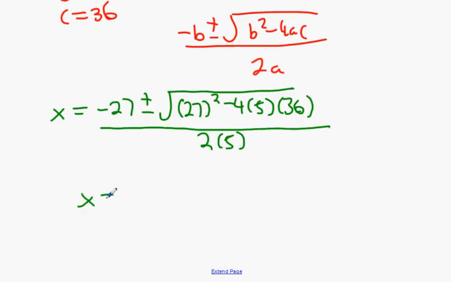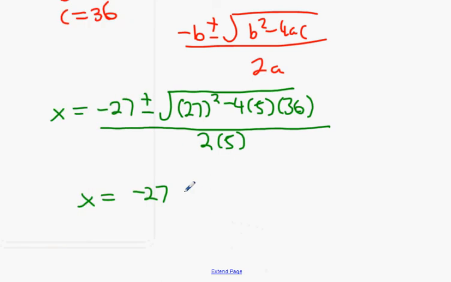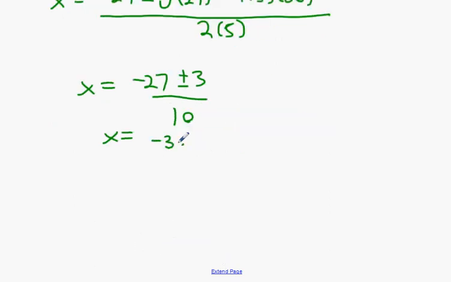Now, I'm going to have a look at this 27 squared business here. 27 squared minus 4. I think it's going to have an answer, isn't it? So, square root of 9. Square root of 9 is 3. So, 27 plus or minus 3 all over 10. X equals, what's it going to be? Minus 30 over 10 and minus 24 over 10.